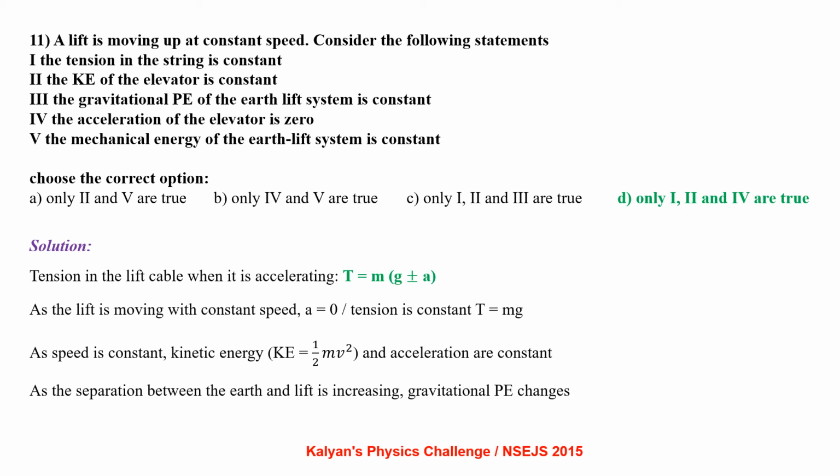The tension in the lift cable when it is accelerating is given by T equal to m(g plus or minus a). As the lift is moving with constant speed, acceleration is 0, so the tension equal to mg. As the speed is constant, kinetic energy, half mv squared, is constant and acceleration is 0.